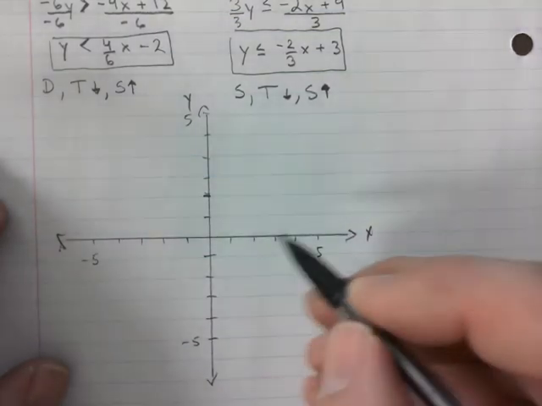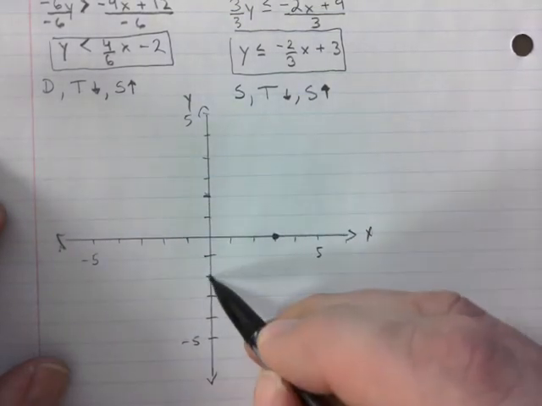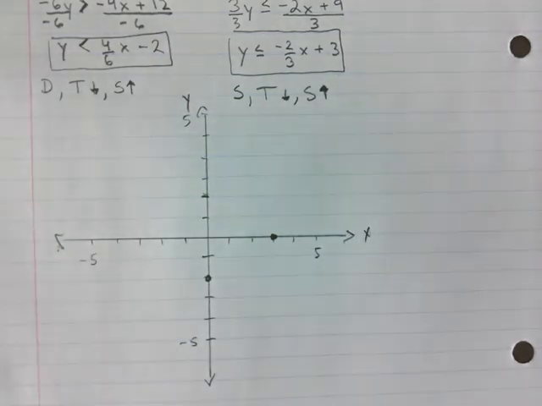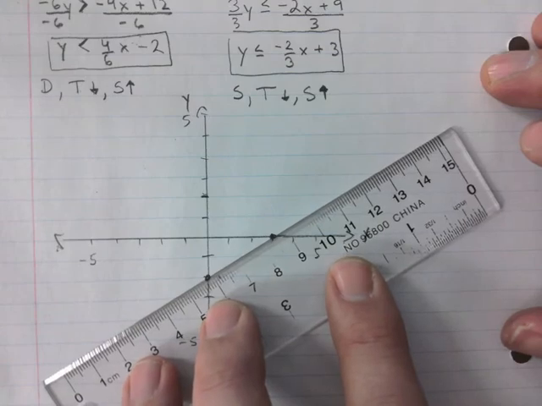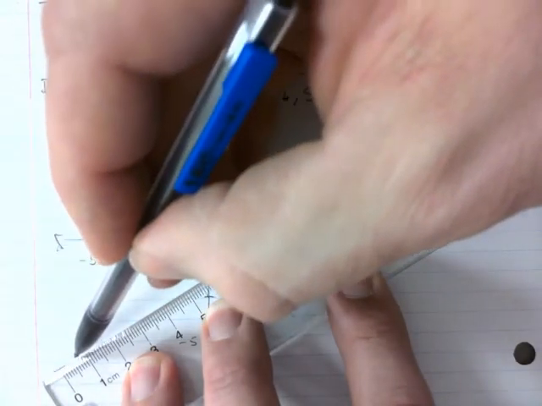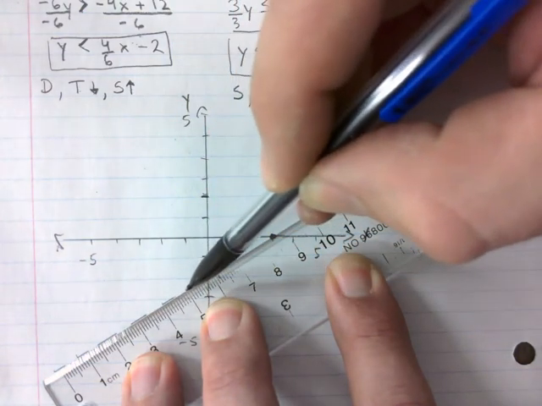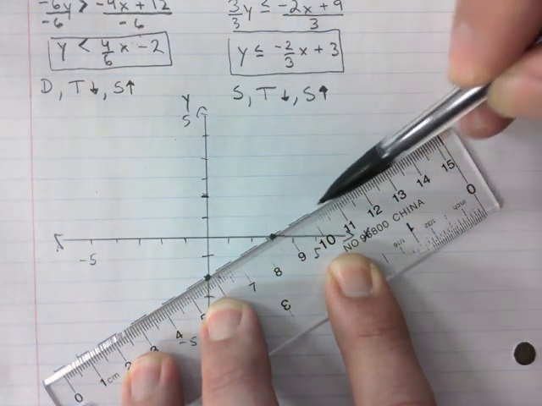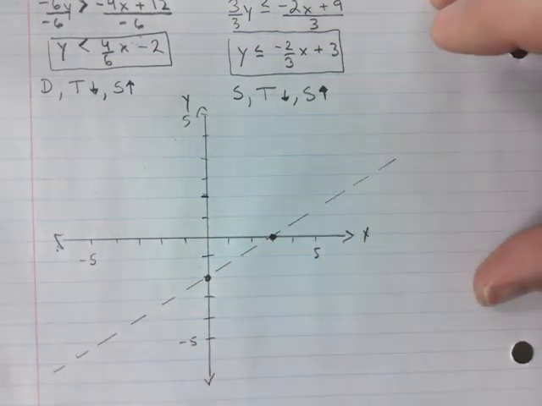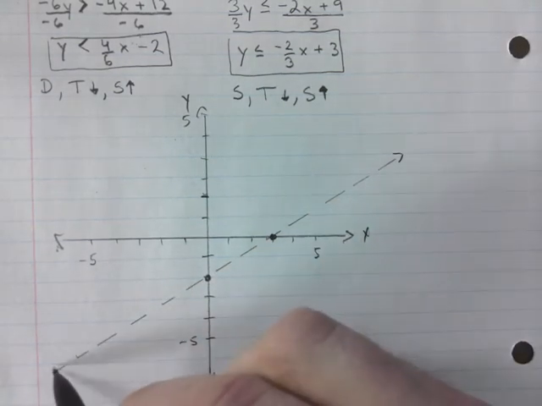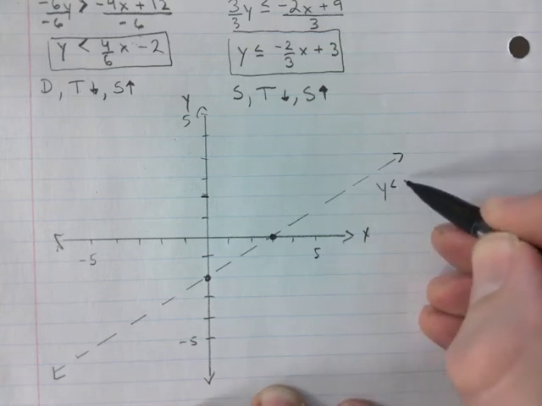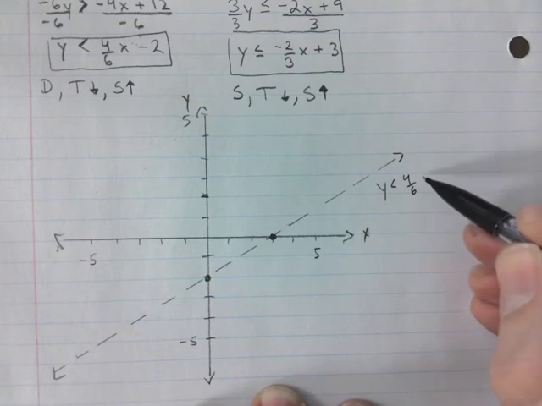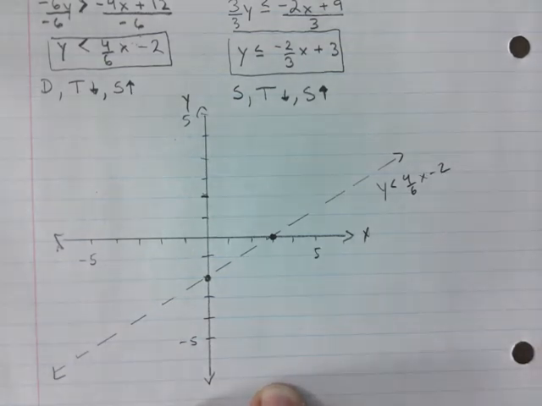Let's plot the first one. (3, 0), (0, -2). My slope is positive. It makes sense. It's dashed. I'm not going to shade until the very end. Watch how far I'm going way over my grid, and that's fine. y is less than 4 over 6. Kind of bothers me, but I'm going to leave it because it doesn't matter, the 4 over 6 or 2 over 3. Doesn't matter.